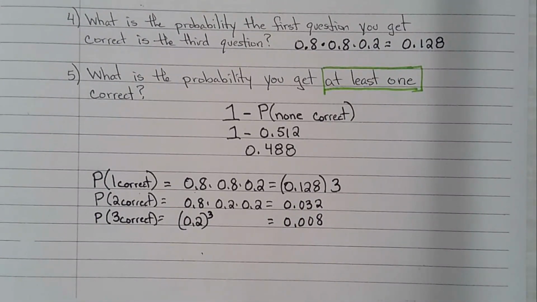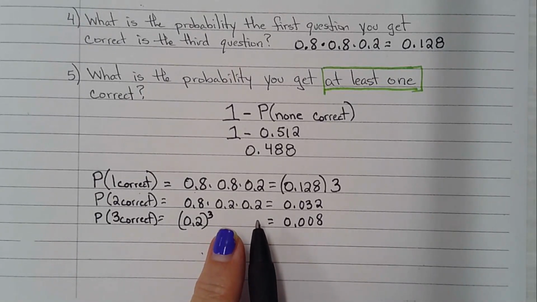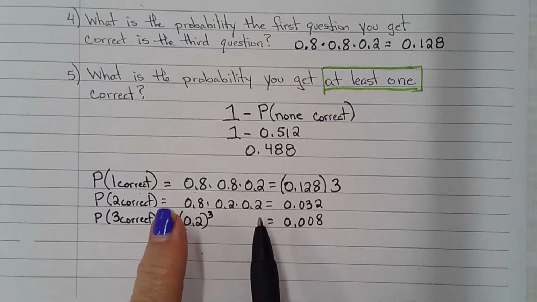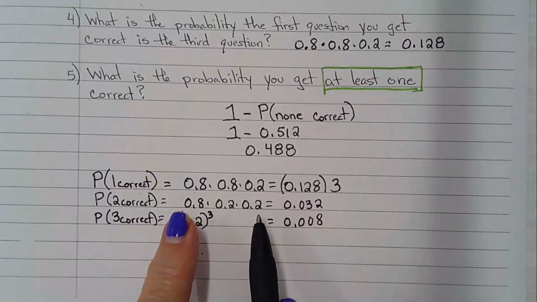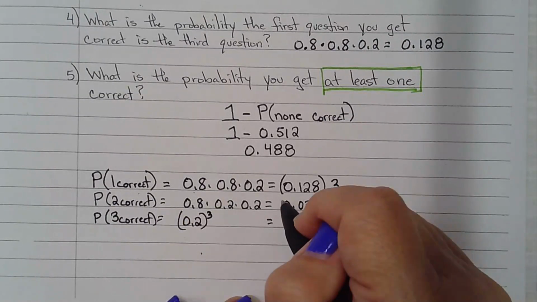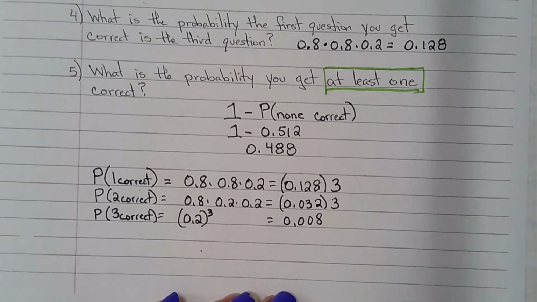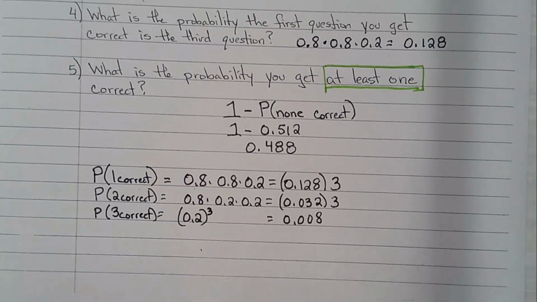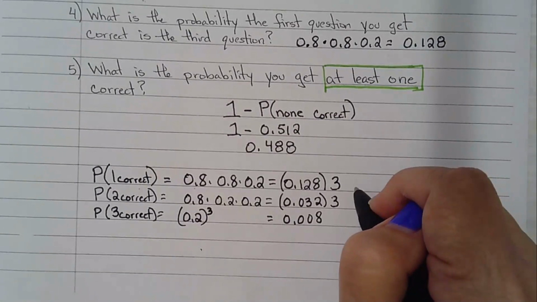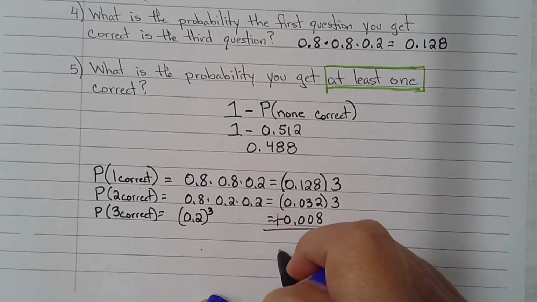And then we could get 2 correct. We could get the last 2 correct, or we could get the first and the last correct, or we could get the first 2 correct. So we'd also have 3 different ways for that to happen. Now, getting them all correct, there's only one way for that to happen. So if I do 0.128 times 3 plus 0.032 times 3 plus 0.008, when I add all of these up, I get 0.488.